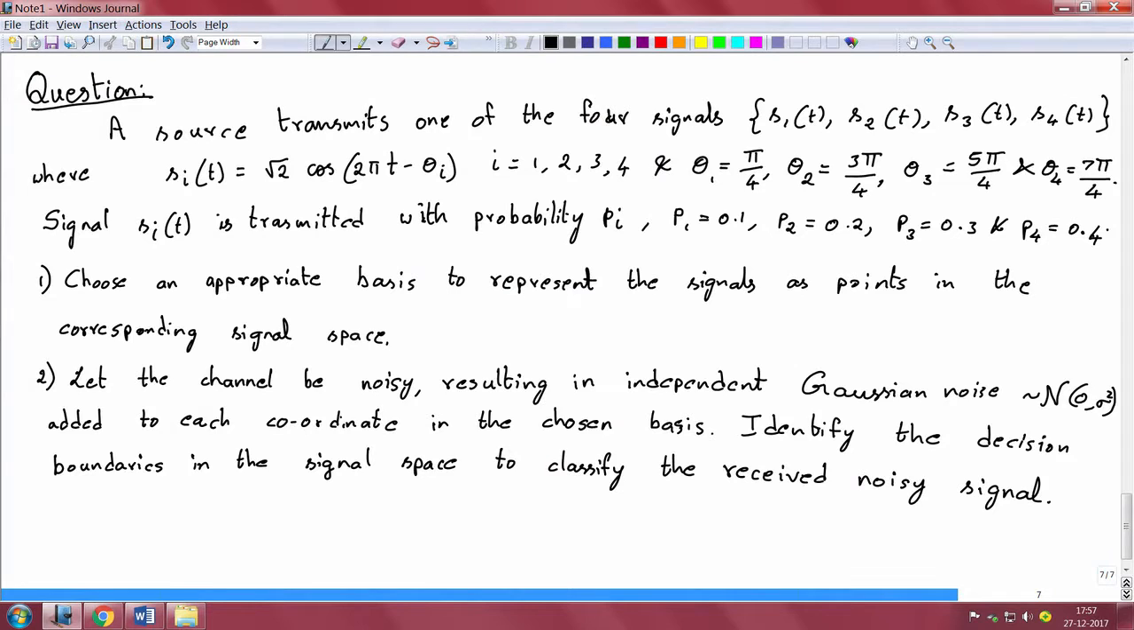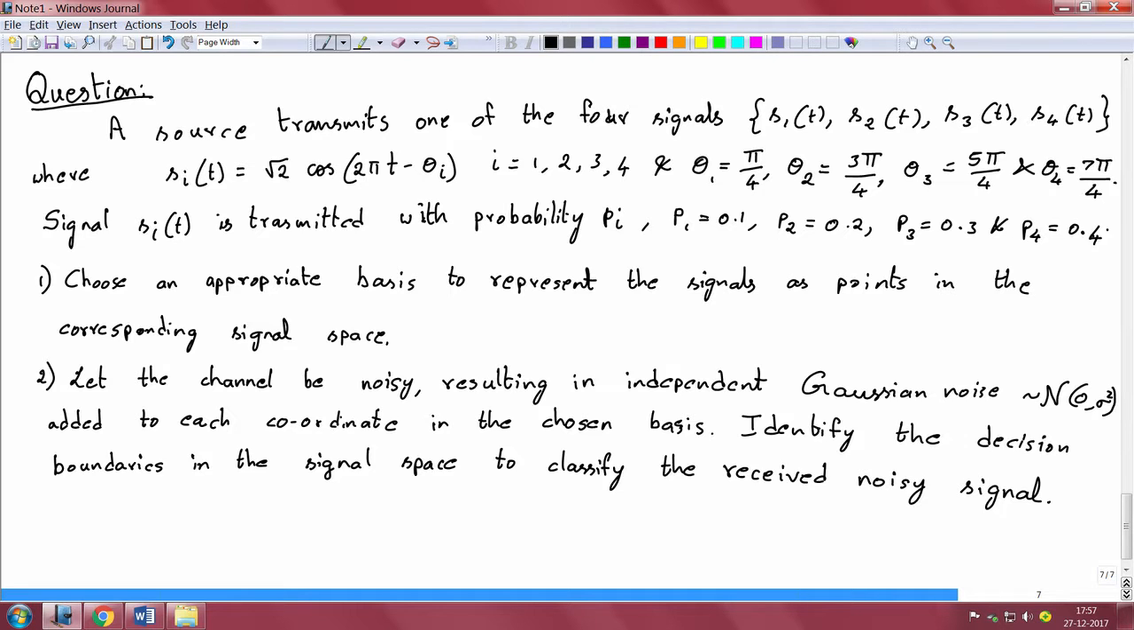So, today we are going to look into a problem that discusses signal classification. We have studied signal geometry in the class, and we are going to apply it to a practical example. Here we have a source that transmits one of the 4 signals S1, S2, S3 or S4, one at a time, where each signal Si is given by a cos 2 pi t, but shifted by different phases. The first signal is offset by pi by 4, the second by 3 pi by 4, the third by 5 pi by 4 and the fourth by 7 pi by 4. Each of these signals is transmitted with probability 0.1, 0.2, 0.3 or 0.4 respectively.